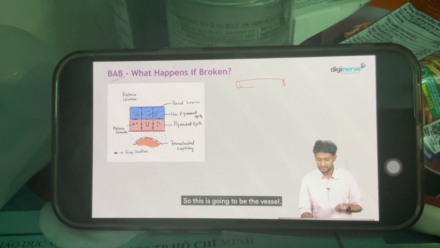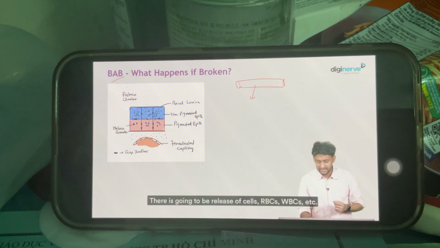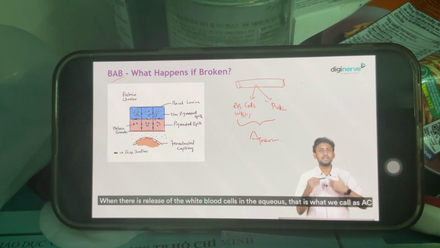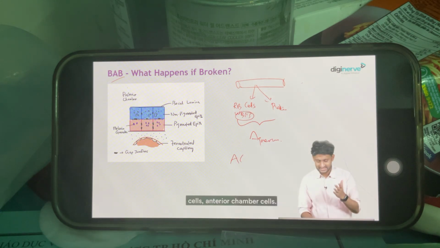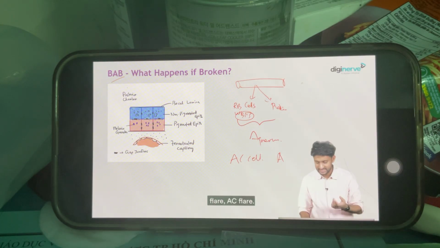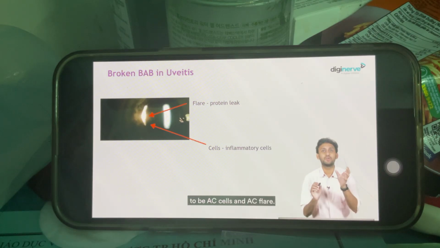So when this BAB gets breached, what happens is the release of two important structures. There's going to be release of cells, RBCs, WBCs, etc., and release of protein into the aqueous. When there's release of white blood cells in the aqueous, that is what you call AC cells, anterior chamber cells. When there's release of proteins into the aqueous, that is what you call AC flare. So two important clinical signs to be noted when a patient has uveitis are AC cells and AC flare.